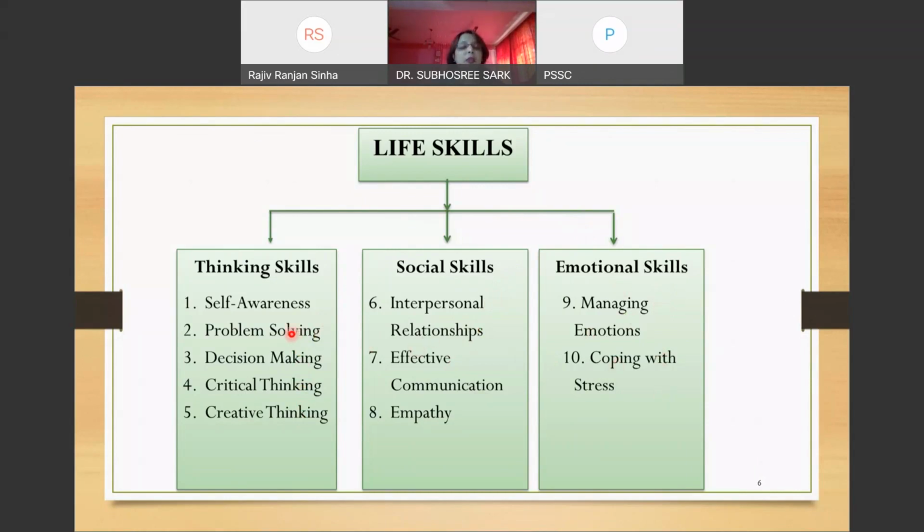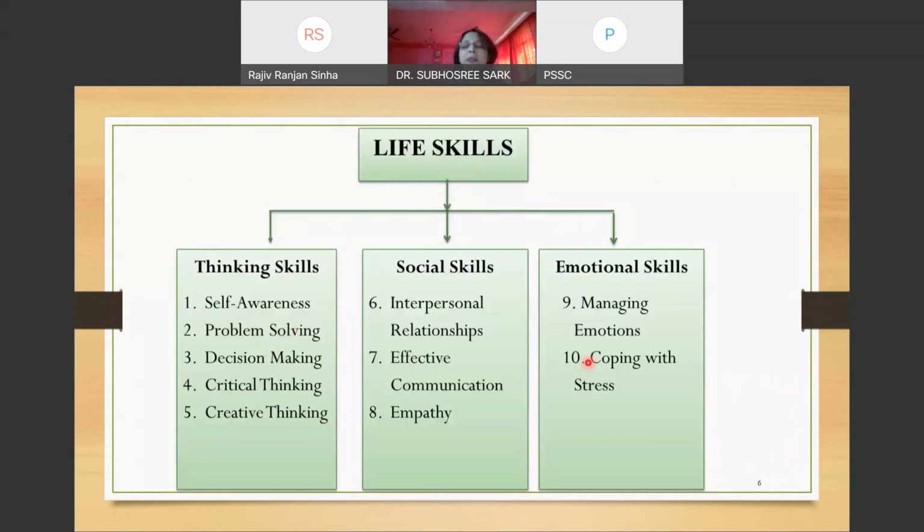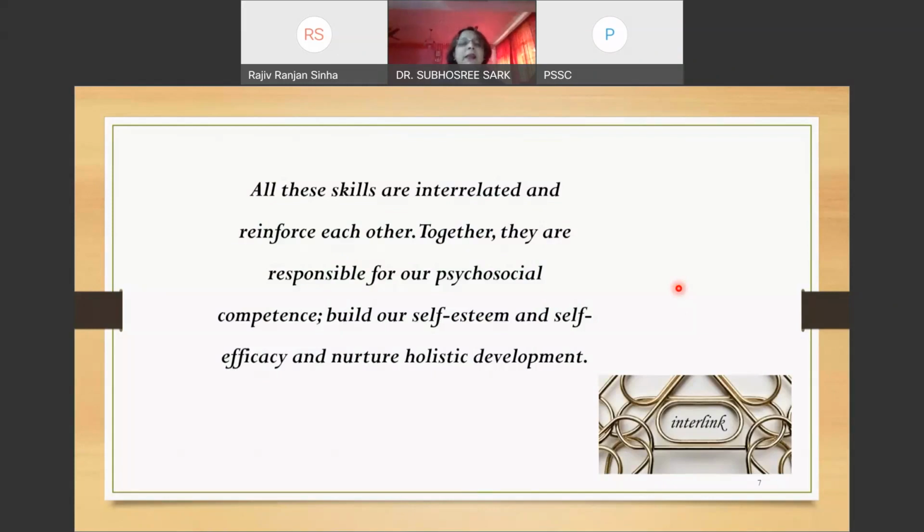Today, we are into problem solving. So all these skills are interrelated. They are not exclusive of each other. These skills are not separate, as I told you in the beginning. They are interrelated and they reinforce each other. They complement each other, they supplement each other. See what the second part of this slide says: together they are responsible for our psychosocial competence, build our self-esteem and self-efficacy and nurture holistic development.